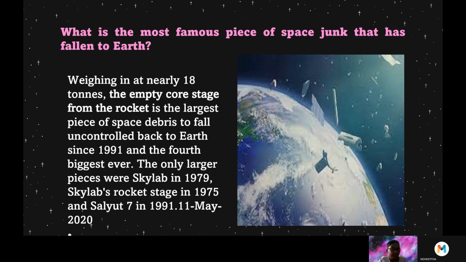What is the most famous piece of space junk that has fallen onto Earth? Weighing in at nearly 18 tons, the empty core stage from the rocket is the largest piece of space debris to fall uncontrolled back to Earth since 1991 and the fourth biggest ever. The only larger pieces were Skylab in 1979, Skylab's rocket stage in 1975, and Salyut 7 in 1991. 11 May 2020.